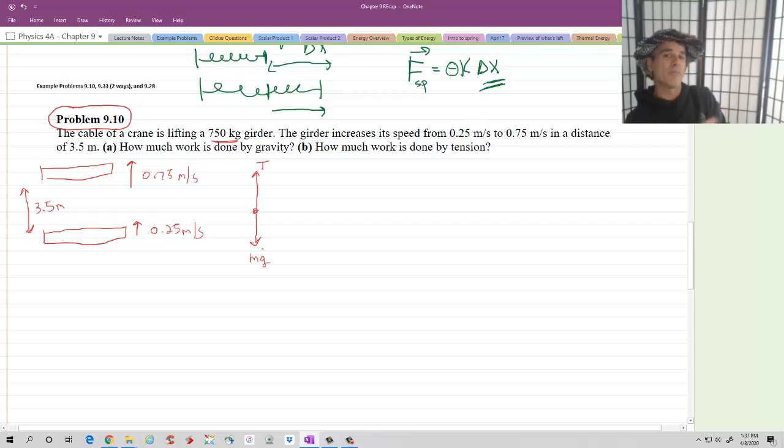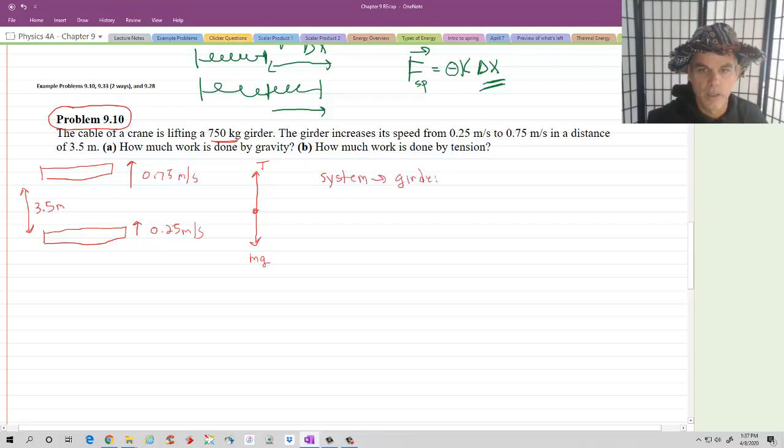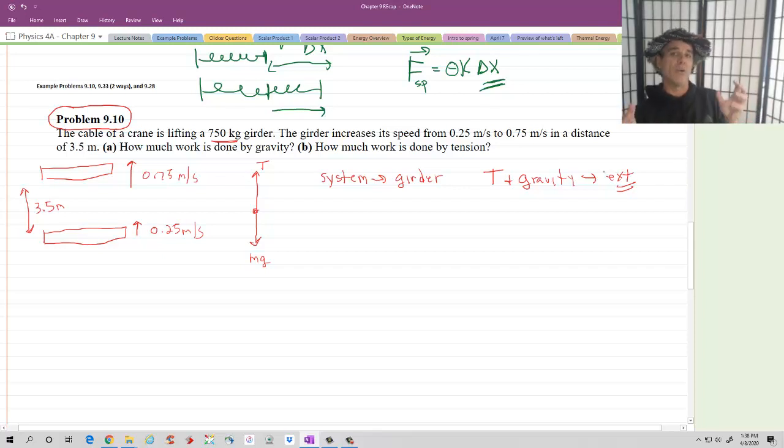So anytime we're dealing with these problems, first thing you want to do is really define your system. In this case, my system is just going to be the girder. In which case, thinking about the external forces, tension and gravity are now both external forces. So I can figure out how much the total energy changes if I know the total work done by all external forces. So first thing I want to know is, what is the work done by gravity?